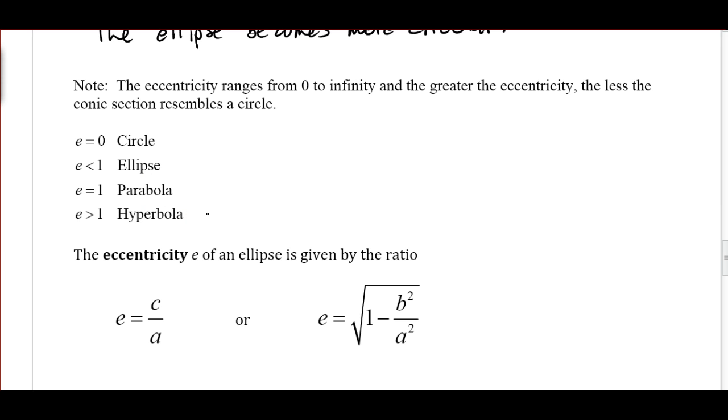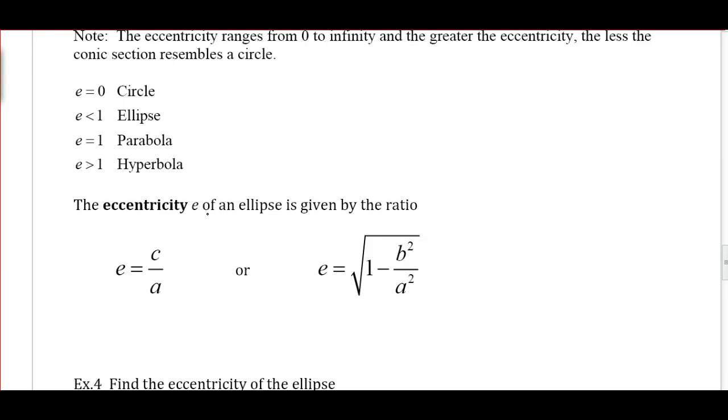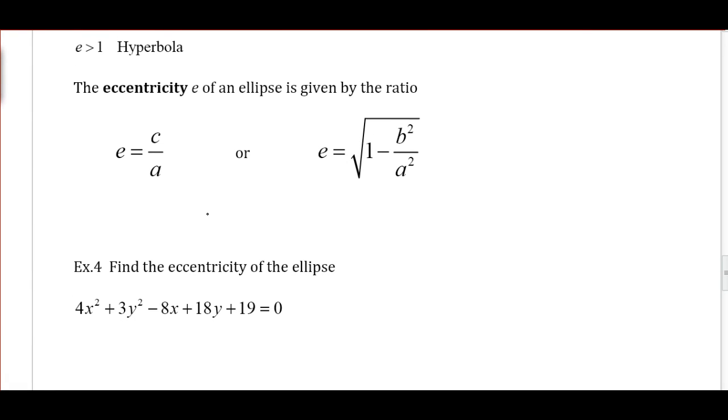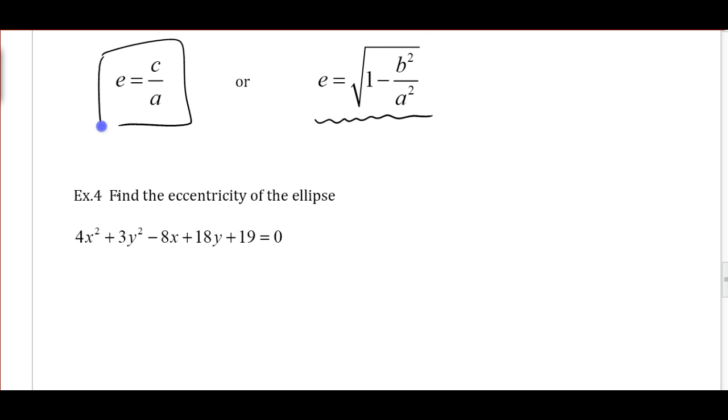We're going to be talking about it in terms of an ellipse right now, so it's going to be some number between 0 and 1. There are two ways to calculate eccentricity. It's given by e equals c over a, or we can calculate it with a square root formula, which is a little bit more complicated. Most of the time we'll just use c over a. It's just as easy to calculate c as it is to do this square root. So let's take a look at an example.